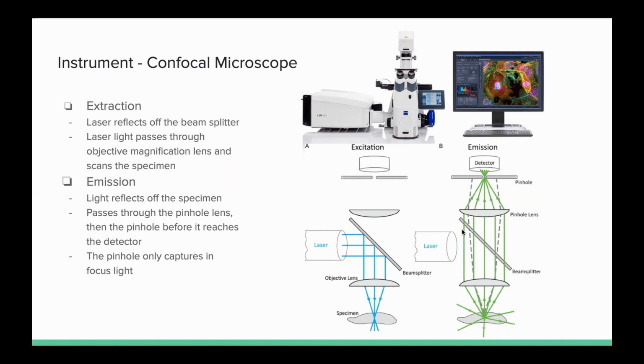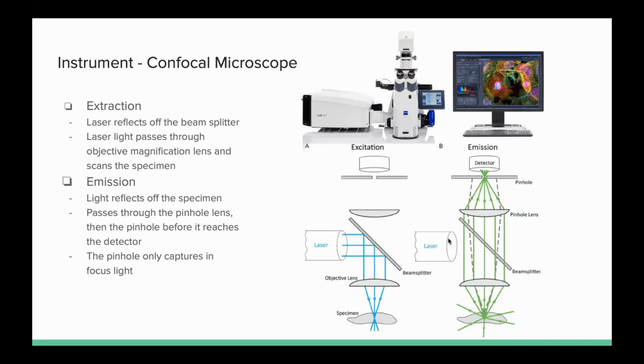When the light reaches the specimen, it reflects off the specimen and then travels back up to a pinhole lens. The light that passes through the pinhole lens is put into focus and travels through the pinhole, where it later reaches the detector. The pinhole lens and the pinhole work in sync in order to only capture and focus light.